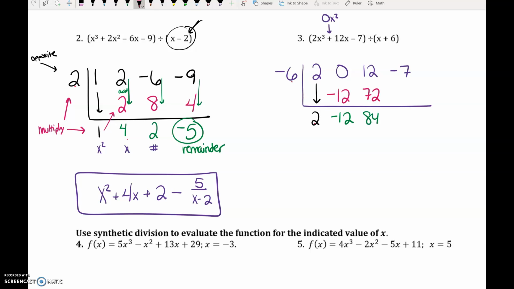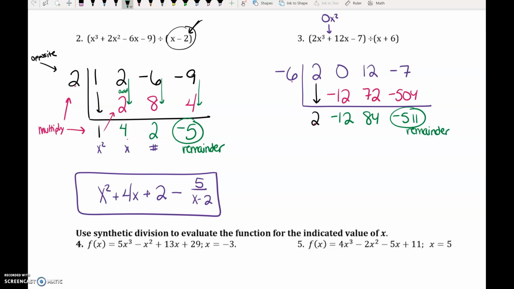Multiply. Are you glad that I gave you a hint that you might get large numbers? Negative 6 times 84 is negative 504. Add the negative 7. We have negative 511 as our remainder.